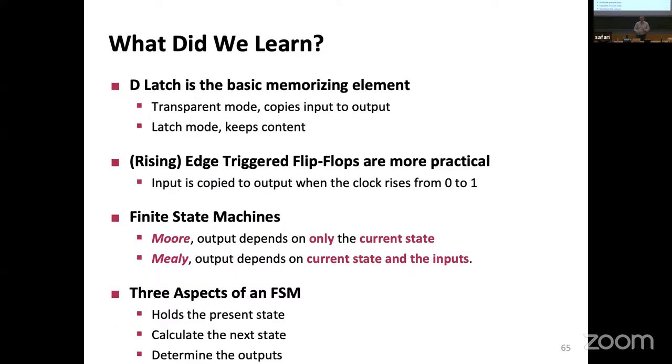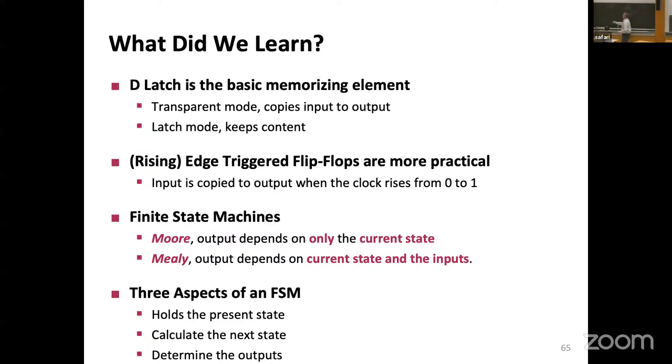So this was what I still owed you from last time. Remember, we will come to this again. We have three parts for every finite state machine. We have a state holding element. So these are the latches, the flip-flops that are holding your present state. And when the clock signal comes, they will move you from the present state to the next state, meaning that the next state will be copied into the present state.